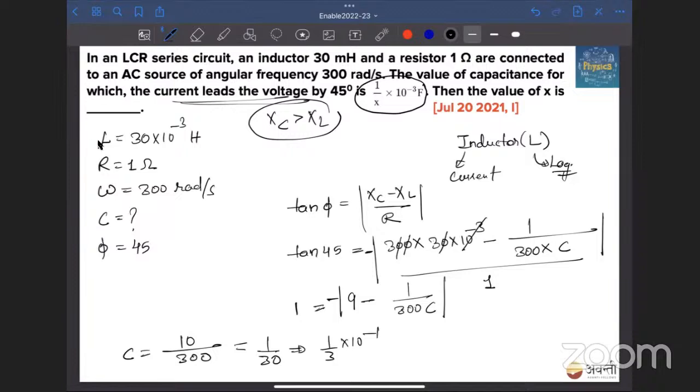Let me check the answer. Somewhere I think a small mistake is done. You also check. I'll also check. Let's both check. Okay, omega is correct here, 300. Omega L, L is also correct here, 30 into 10 to the power minus 3 millihenry. Minus 1 upon omega C. Omega is 300, C by resistance. Resistance is 1 ohm, correct? This is 1.